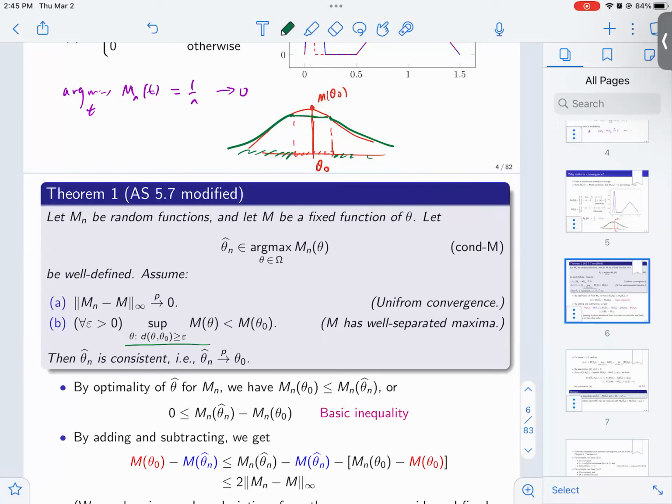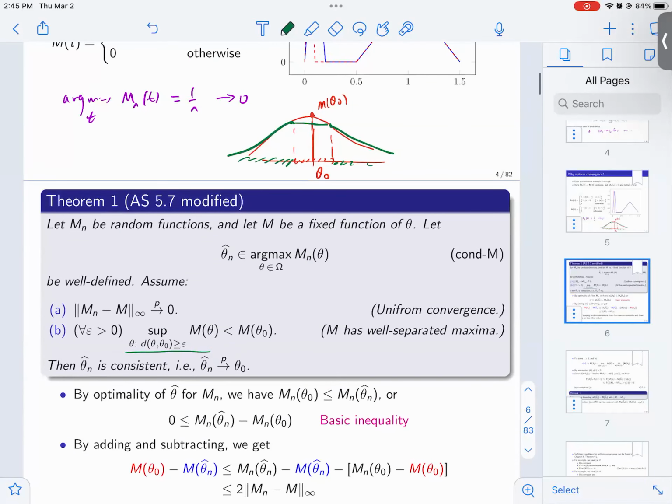theta naught is a unique maximizer. Isolated means, for example, if the maximum is flat like this, then once you shrink the epsilon, it's not going to work. The condition also interestingly avoids the case when the function goes back up.